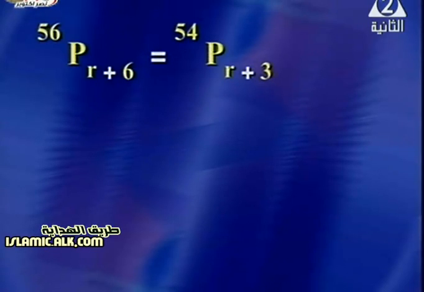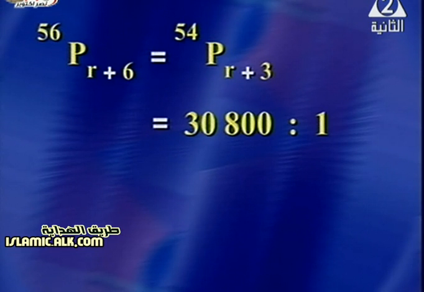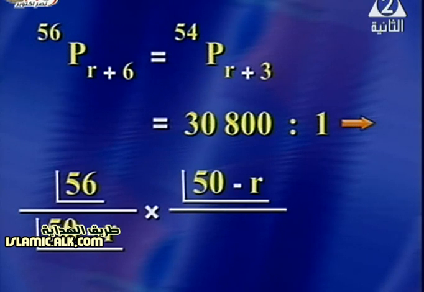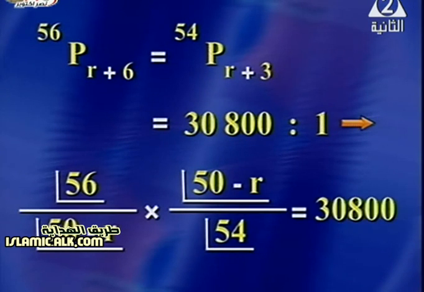Look at when 56Pr plus 6 ratio 54Pr plus 3 equals 30,800 over 1, then factorial 56 over the difference between them, 56 minus r, multiplied by factorial 54 minus 3 over factorial 54, equals 30,800.